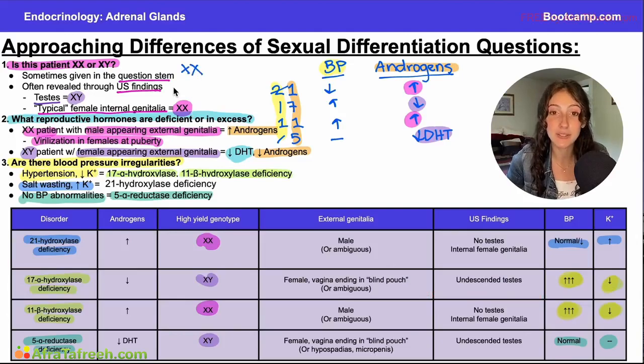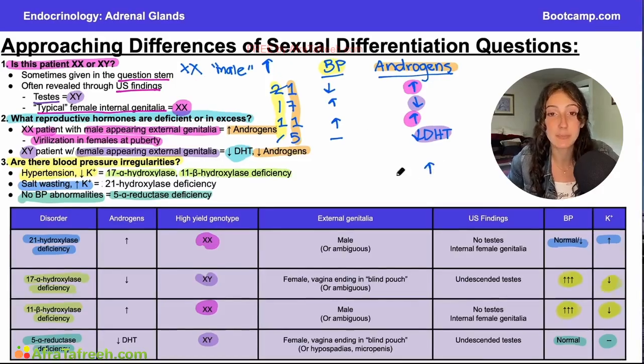Now, the question also classified this patient as a male infant born at term. So we know that the external genitalia is going to be presenting as male. If I have an XX individual with quote-unquote male-presenting external genitalia, I know that what causes that in an XX individual is going to be increased androgens. So I already know that in our first column here, this patient is going to have increased androgens.